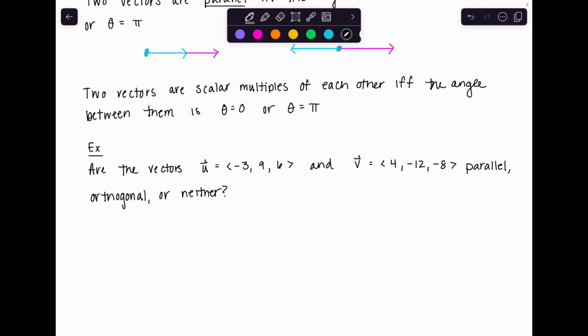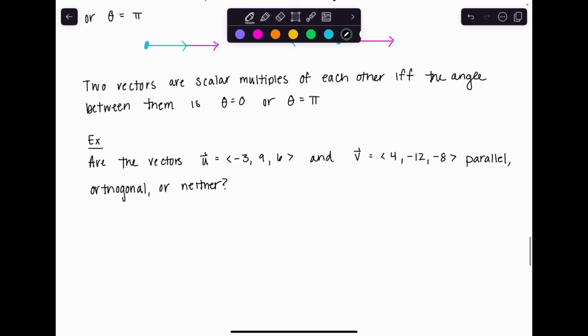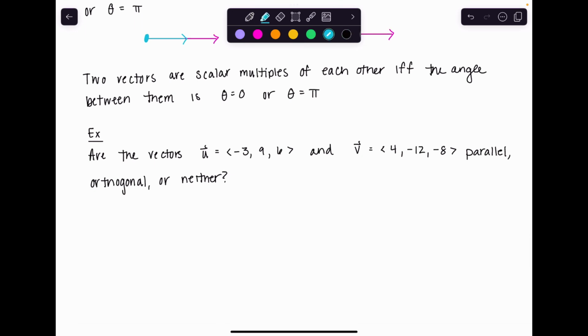So if you wanted to figure out if they're orthogonal, that's kind of the easiest one. Take the dot product. If it's 0, great, they're orthogonal. If they're orthogonal, there's no way for them to be parallel or neither. Neither is that special case, and the angle is something different between them. So you can try to find the dot product here, but you're going to see it's a non-zero number.